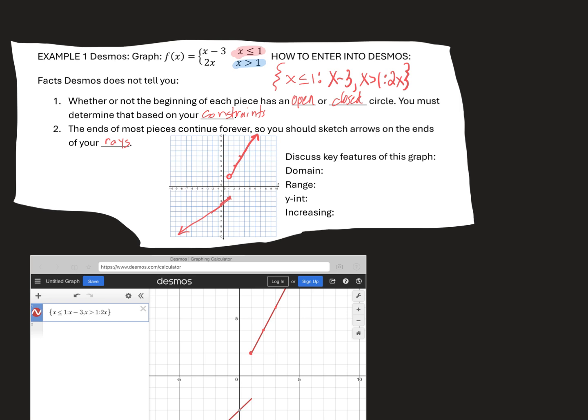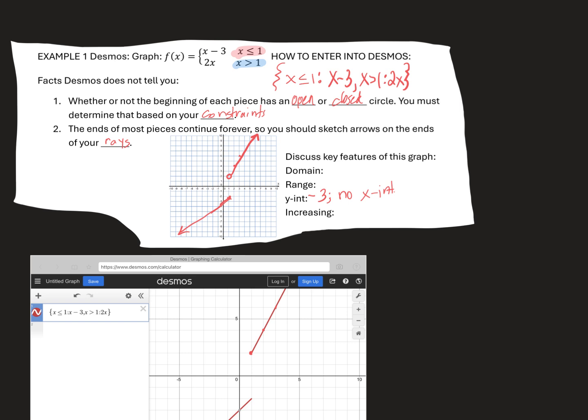And now I want to discuss some key features for this graph. First thing that we'll look at is that the y-intercept of the first piece is -3. And notice there's no x-intercept. So that's some key features that we see.